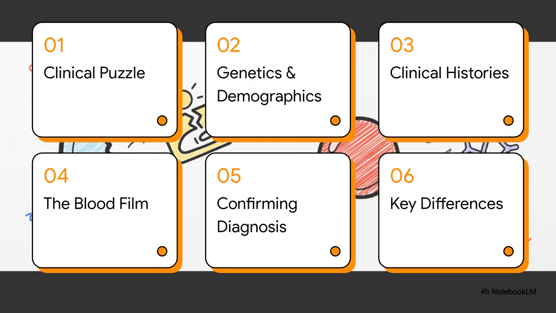So here's how we're going to break it down. We'll start with that clinical puzzle, then we'll walk through genetics, compare the clinical histories, look at the all-important blood film, and cover the definitive diagnostic tests. Then we'll wrap it all up with a high-yield summary of the key features that set them apart. It's a clear path to getting this down cold.